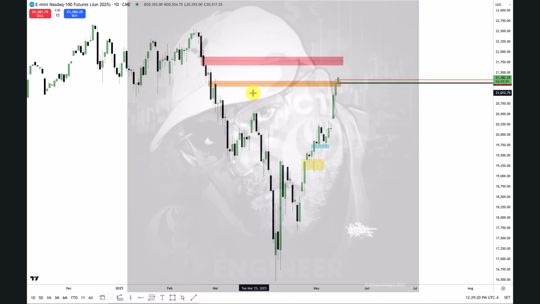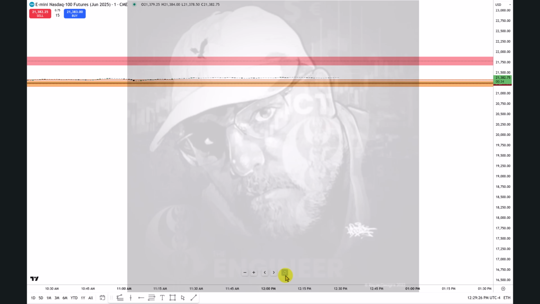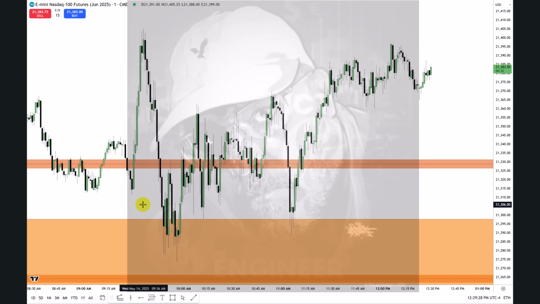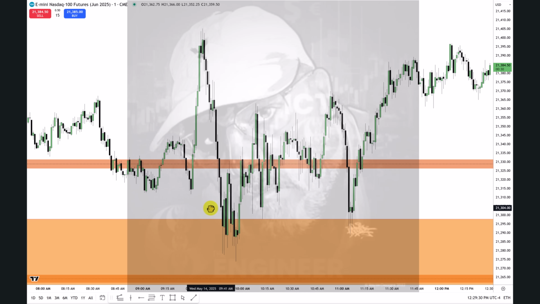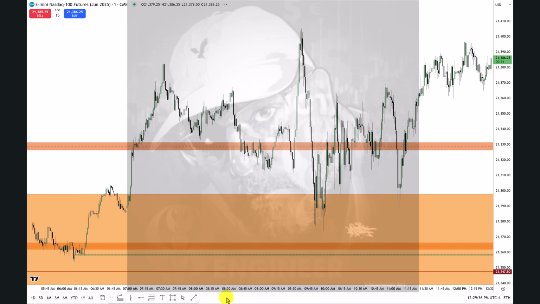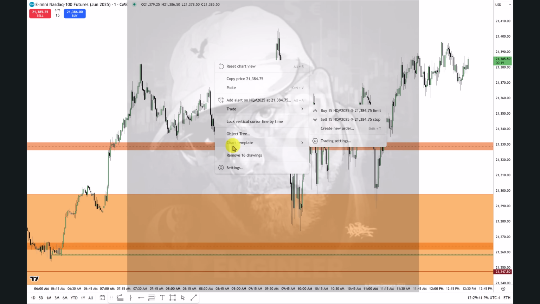I'm going to drop right down into a 1-minute chart. All right, so we're looking at the 1-minute chart on NASDAQ, and show you the business here.